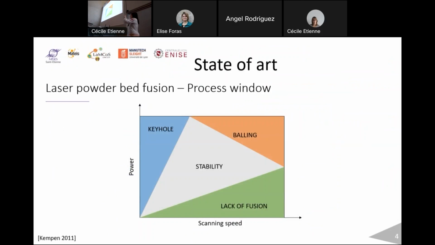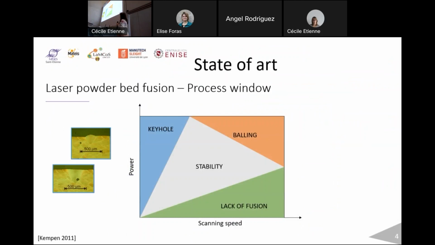Basically, for all materials in laser powder bed fusion, we have this kind of process window as a function of scanning speed and laser power. First, at low scanning speed and high power you have the keyhole regime, where you are in deep penetration inside the material because of the formation of the cavity.